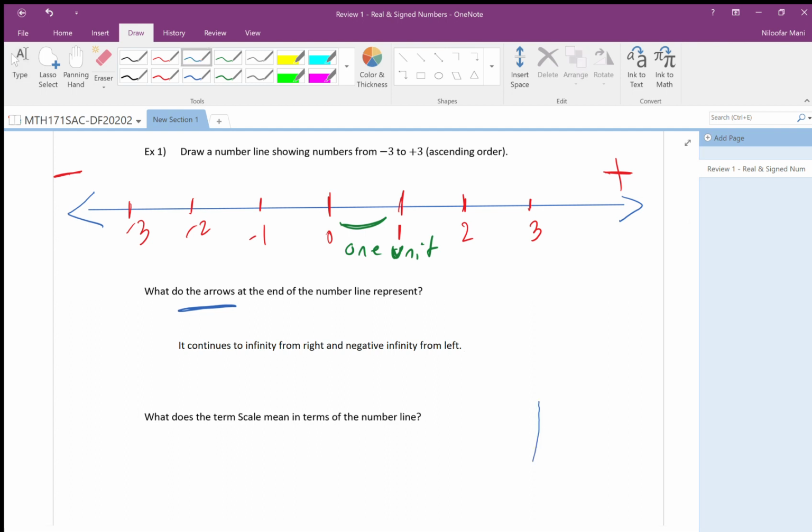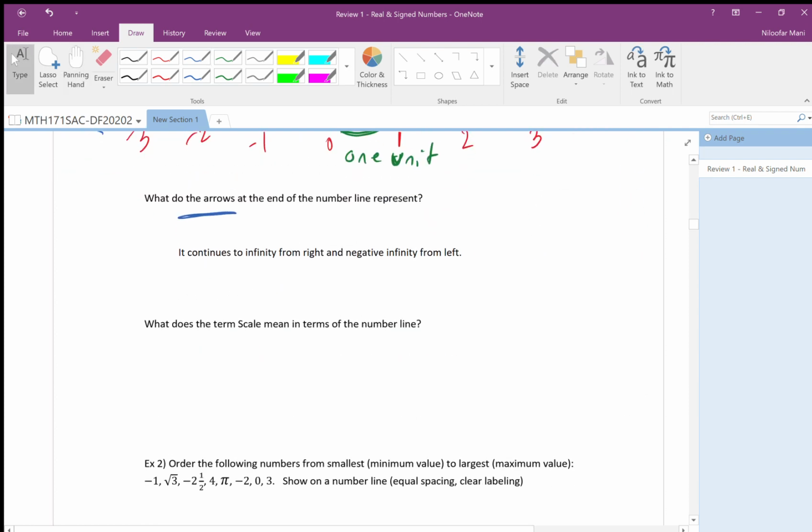What does the term scale mean in terms of number lines? A scale means I have equal space between equal numbers. So I have equal spacing between units.